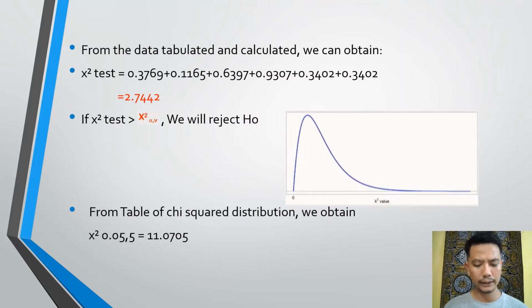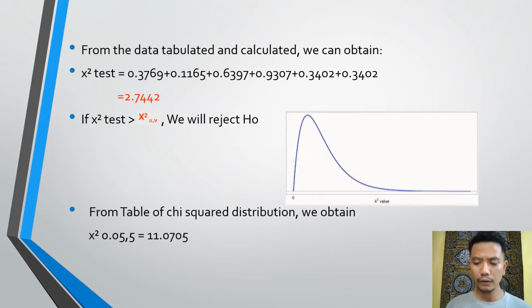From the data tabulated and calculated, we obtain that the chi-square test in total is 2.7442. If the chi-square test is greater than chi-square alpha, v, we will reject H0. As seen in the figure on the right, this is a chi-square distribution. At the critical value chi-square alpha, v, the chi-square test must be smaller than the value. Values smaller than chi-square alpha, v will be the acceptance region, and anything beyond that will be the rejection region.